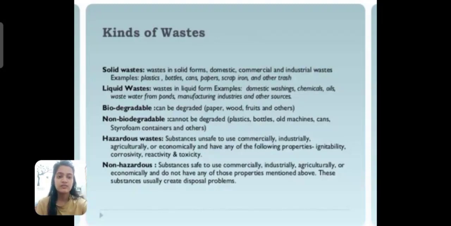Hazardous waste: substances unsafe to use commercially, industrially, agriculturally or economically and having any of the following properties: ignitability, corrosivity, reactivity and toxicity. Non-hazardous substances are safe to use commercially, industrially, agriculturally or economically and do not have any of those properties mentioned above. These substances usually create a disposal problem.